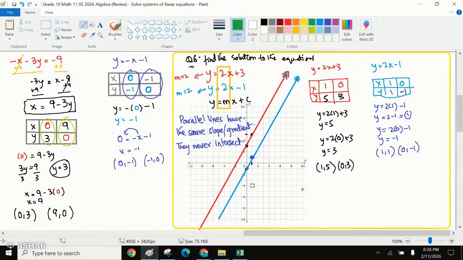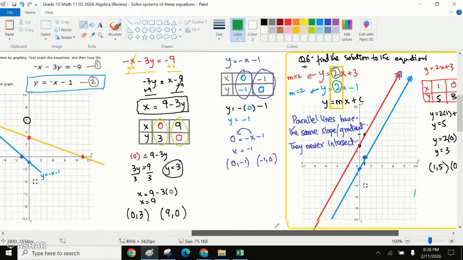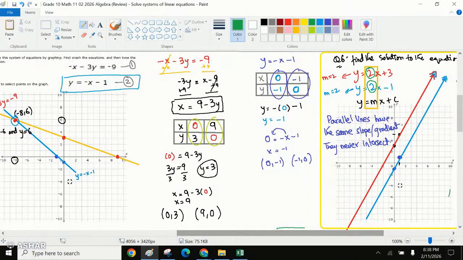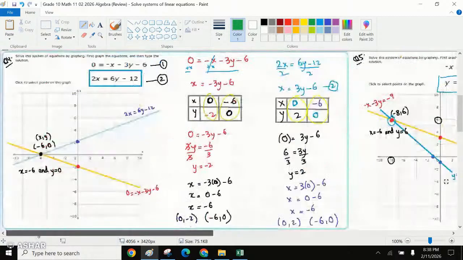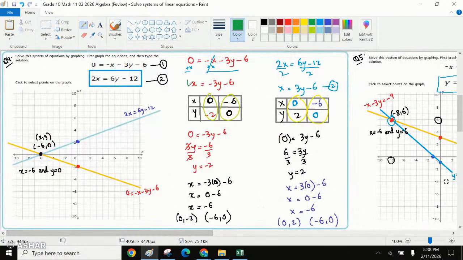All we need to do is look at the coefficient of x. If the coefficient of x is the same, they will never intersect. Let's go to the previous question. Was the coefficient of x the same? Over here, the coefficient of x was -1. Over here the coefficient of x was 1. It was different. First question, the coefficient of x was 1.